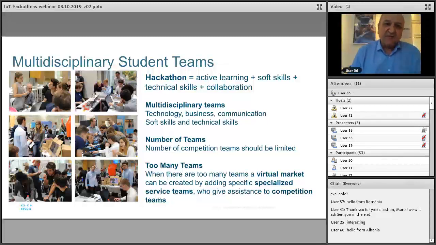There is another meaning for the word hack in English, but I typically say to my audience, if I talk about a hackathon, it's about active learning. It's about soft skills, technical skills, and teamwork in multidisciplinary teams. That's basically how I explain it. It's active learning, and it's really true, it works.